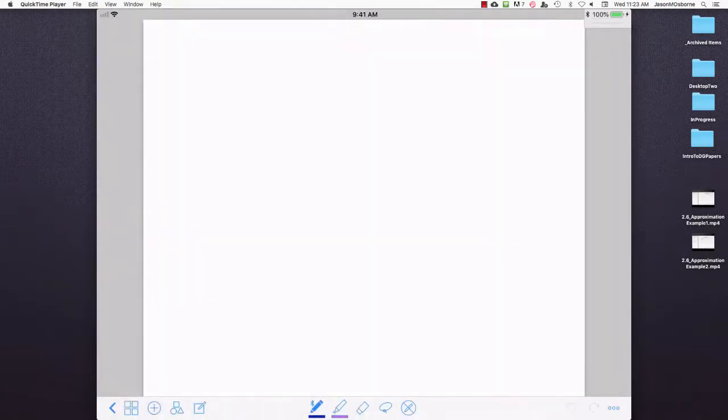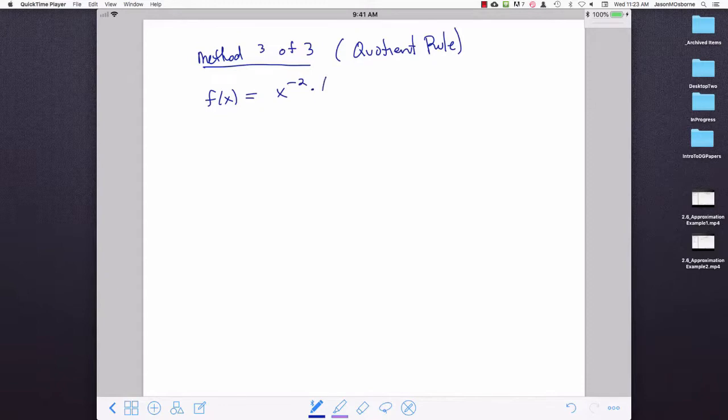Okay, and let's rewrite our function, and we'll call this method 3 of 3. This method will be new to this video. It's called the quotient rule. It's realizing that if we look at our function, x to the negative 2 multiplied by x cubed plus 4x minus 2, we can write this function as x cubed plus 4x minus 2, but then you can instead divide by x squared. Multiplying by x to the negative 2 is the same thing as dividing by x squared.